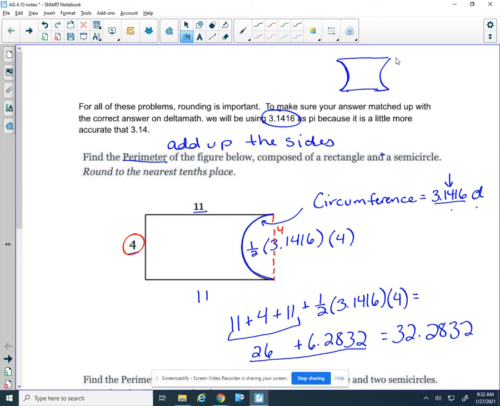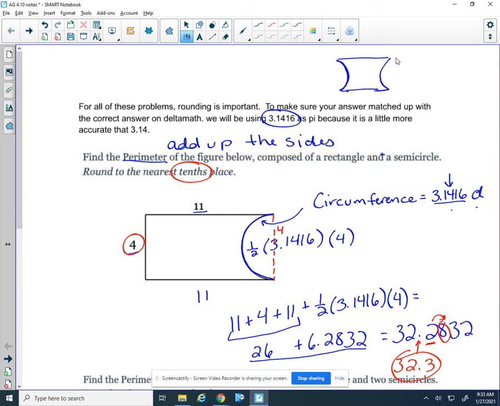32.2832. So on Delta Math, you have to round to the nearest tenths place for all these. So this is my tenths place. It's the one right after the decimal point. I need to look at the one next to it. That's bigger than a 5, right? So this is going to round up to 32.3. Now, units-wise, it doesn't tell me what it's measured in. In Delta Math, you don't have to type in the units. So this is my final answer.